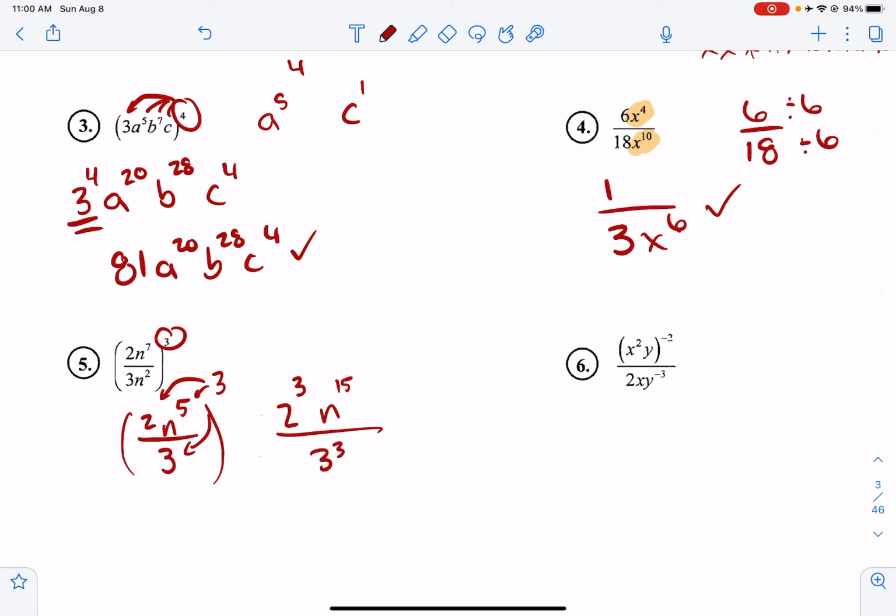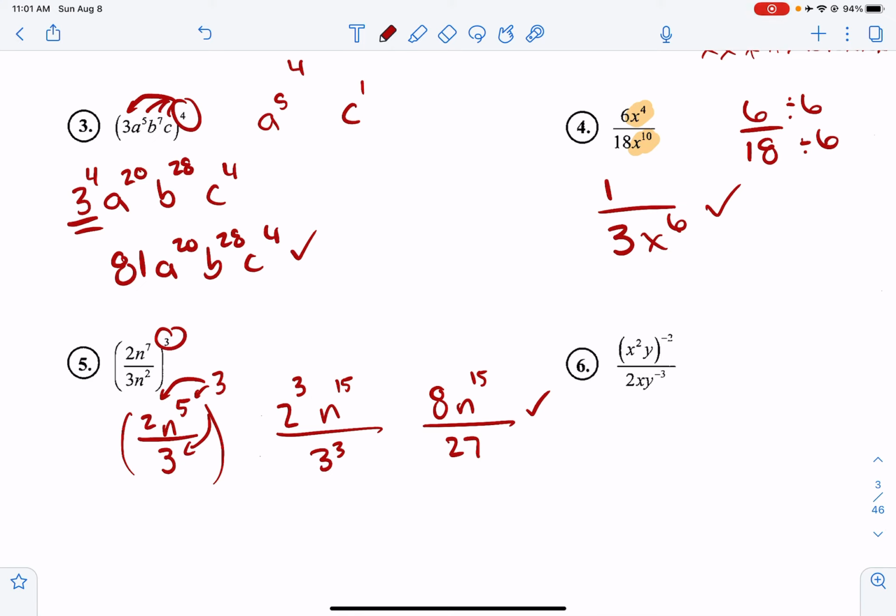And I can clean this up a little bit. Nothing cancels on the top and bottom, but 2 to the third, I know that that's 8. If you don't know that that's 8, type it in your calculator, figure out that it's 8. On the bottom, 3 to the third, I know that's 27. If you don't, type it in, figure out what it is. 8 n to the 15th over 27.